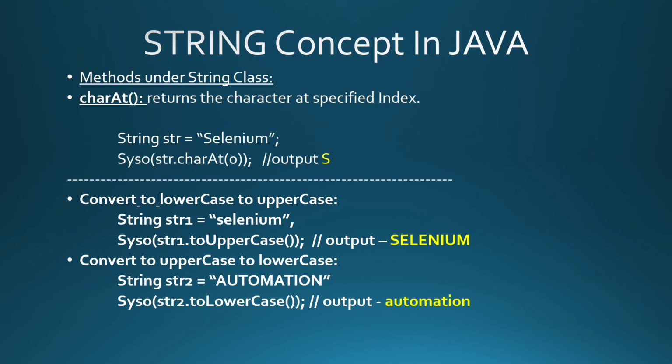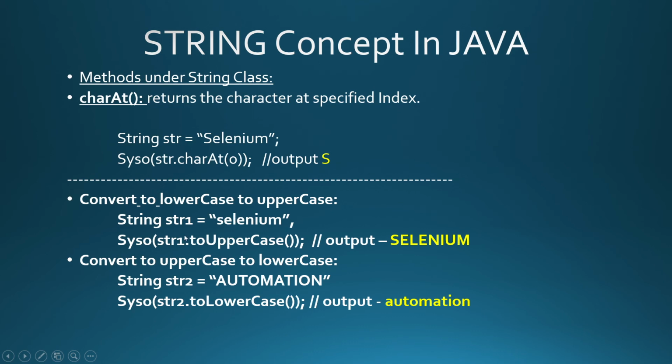Okay, the next method here is the charAt method. What does the charAt method do? It will return the character at the specified index. For example, I mentioned here String str equals selenium, and I want to retrieve the character at the 0th index. That is how we can do it with the help of the object reference, str.charAt(0). If I use 0 here, it will return the output as s, because the index value is 0 for this particular string.